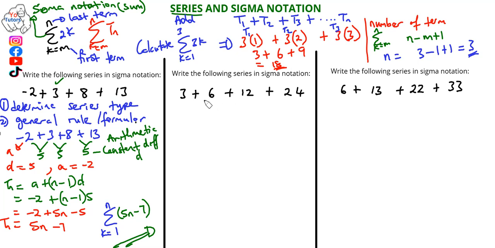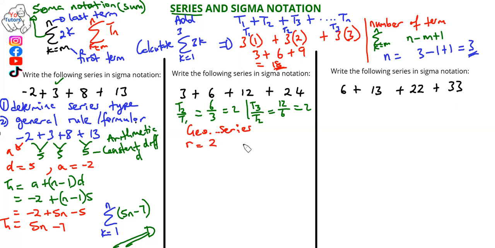So what are we going to do? We're going to try another one where we say 6 divided by 3 is going to give us 2. 12 divided by 6 is going to give us 2 as well. So T2 divided by T1 is 6 divided by 3, which gives us 2. Then T3 divided by T2 is 12 divided by 6, which gives us 2. So what do we have here? We have a geometric series, with r equal to 2.